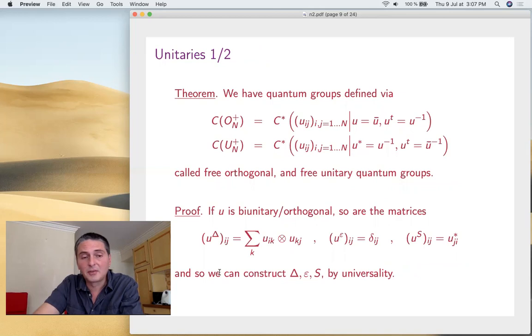First, we need to construct the unitary groups, O_N plus, U_N plus. So here's the definition. You just take the universal C*-algebra generated by u_ij such that, well, u is orthogonal, that's what's written here, and here u is biunitary. So why do we get a Woronowicz algebra with my construct delta, epsilon, S? So delta must map u_ij into these guys here. But these guys form a matrix, and if it's biunitary or orthogonal, it's very easy to check this matrix is biunitary or orthogonal too. So I get my delta. My universality is the same for epsilon, same for S. So it works. These are quantum groups.